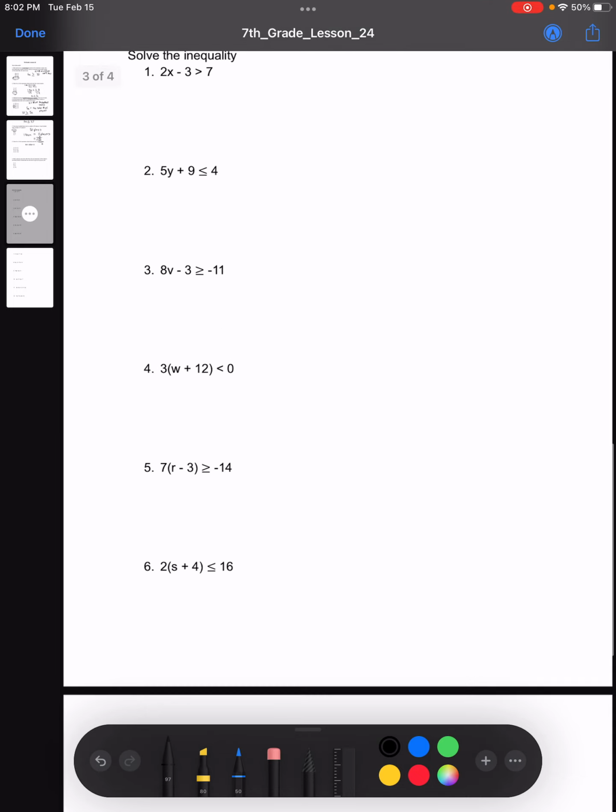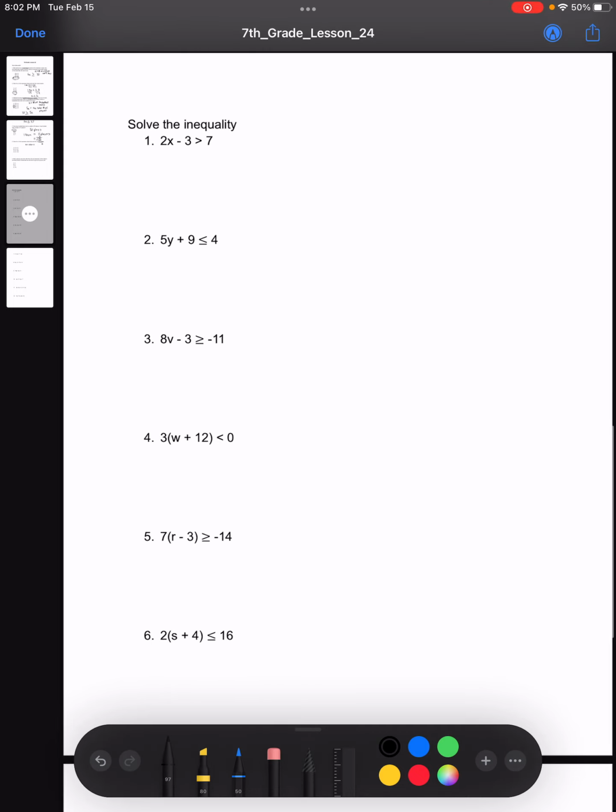You can try the rest of these on your own, and for the rest of these, solve the inequality. Like I said before, you can just go about solving these like any other algebraic equation. Say x plus 2 equals 3. You can solve these in the same way you would solve these kinds of equations. The only difference is that if you divide or multiply by a negative number, you have to flip the greater than or less than sign.